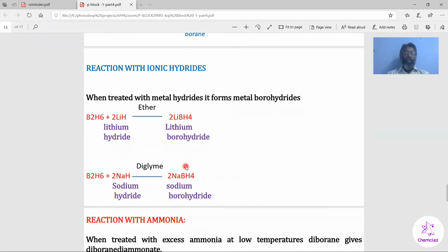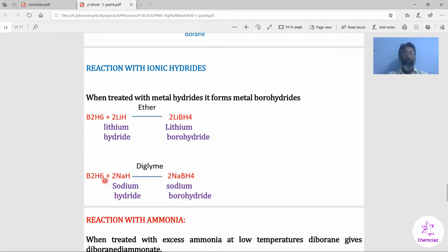The next one is reaction with an ionic hydride. Diborane reacts with lithium hydride in the presence of ether. 1 mole of diborane and 2 moles of lithium hydride in the presence of ether give lithium borohydride. Lithium borohydride is a very important reducing agent used in organic chemistry. Like that, sodium borohydride is also a very important, common reducing agent used in organic reactions.